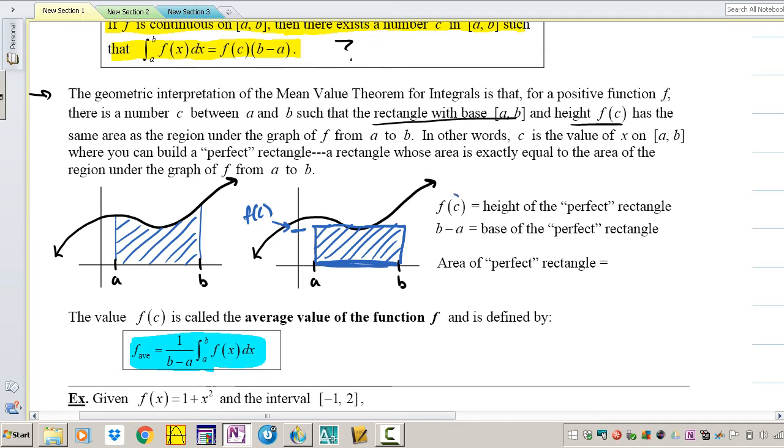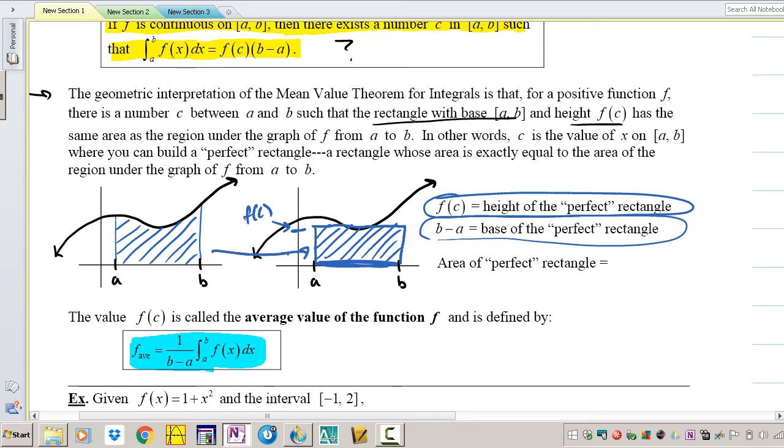So f of c represents some height of a rectangle, and b minus a, of course, represents the base of this rectangle. And if the base and this perfect height of the rectangle are used in an area formula, then we have the same area. So this is just a representation. This value f of c is called the average value of the function f and is defined by this formula. Now, this formula and this formula are the same.